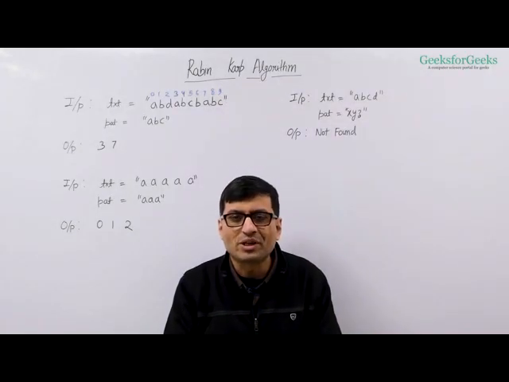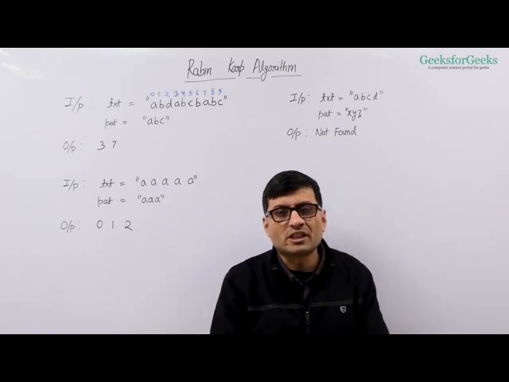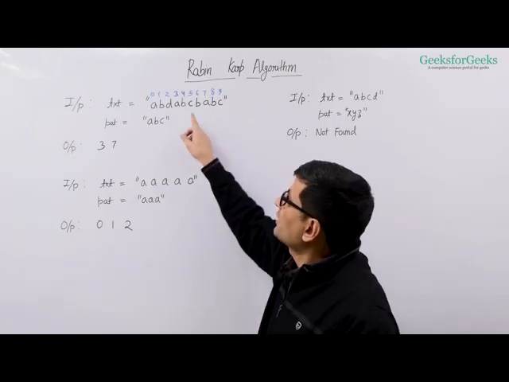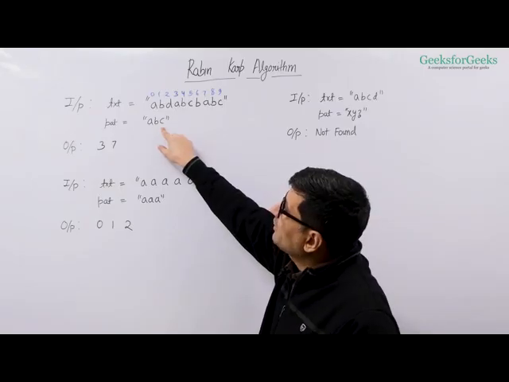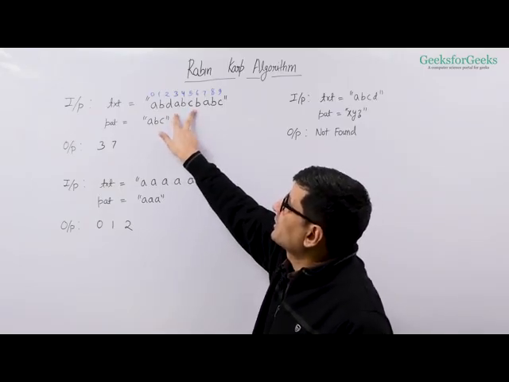Hi, in this video we are going to talk about Rabin Karp string searching algorithm. Let's understand the problem first. We have this text and a pattern. We need to find all occurrences of this pattern in the given text.